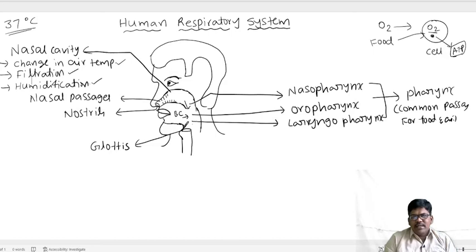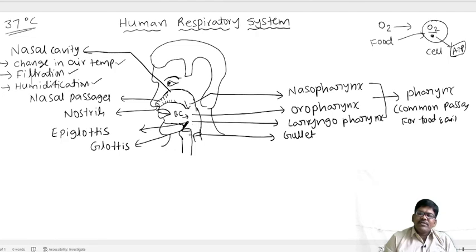Above the glottis, we can see the flap-like structure that will prevent the entry of food into the respiratory tract. That is called the epiglottis. Epiglottis prevents the entry of food into the respiratory tract. Then at the dorsal side of the respiratory tract or windpipe, we can see another opening. That opening is called the gullet. Gullet opens into the food pipe.